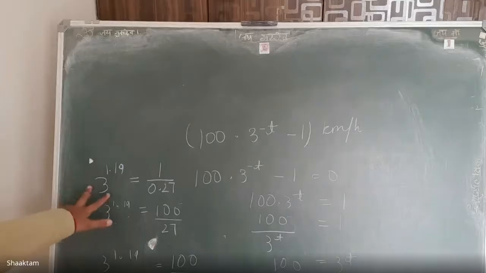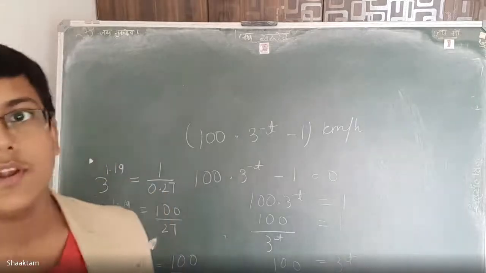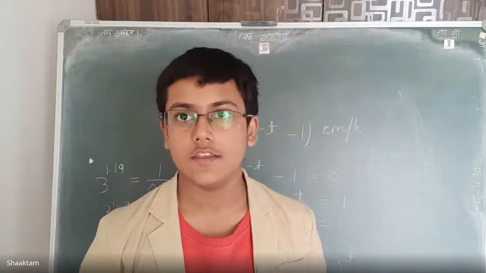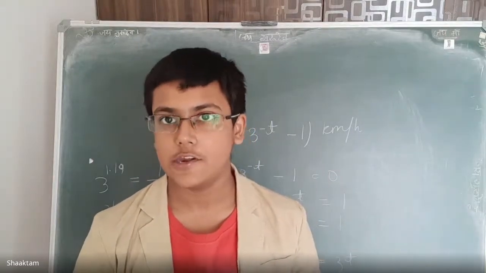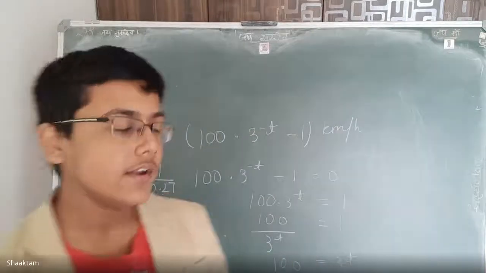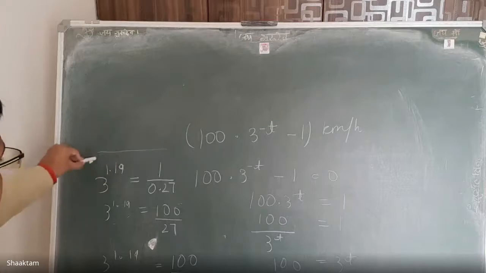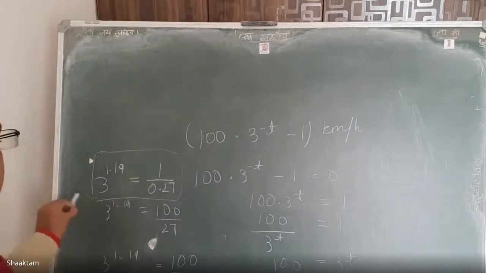I didn't get the second part, like the 3 raised to power 1.19 part. You know, 100 is not a perfect exponent of 3. 3 raised to 1 is 3, 3 raised to 2 is 9, 3 raised to 3 is 27, the 4th power is 81, the 5th power is 243. But 100 is not exactly an exponent of 3. But we have this information: 3 raised to 1.19 is 1 by 0.27.